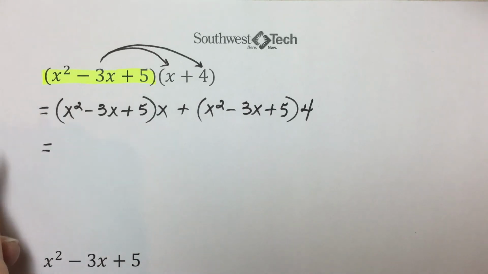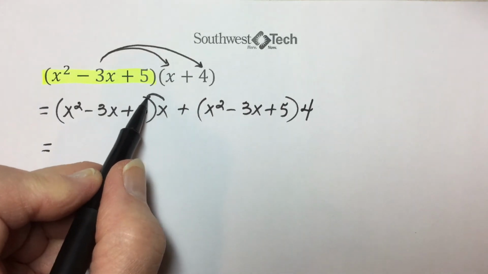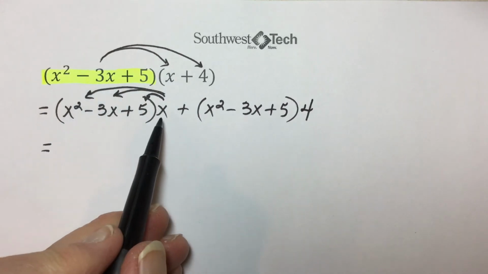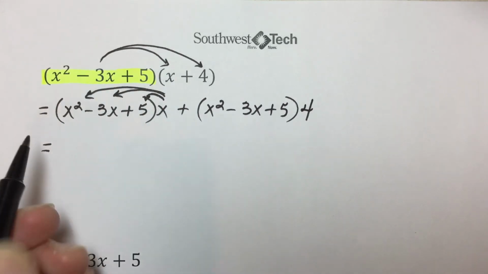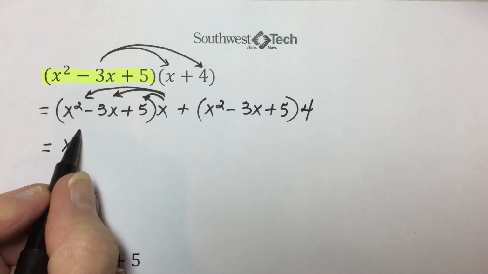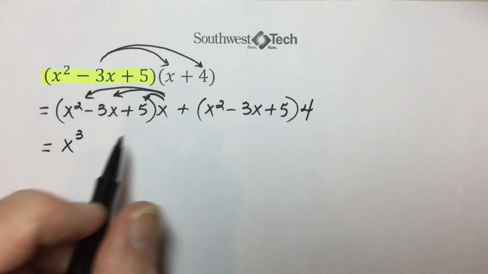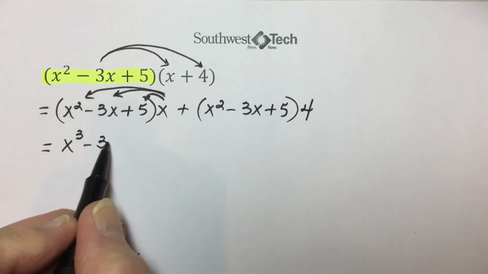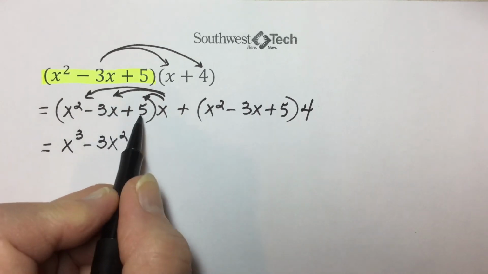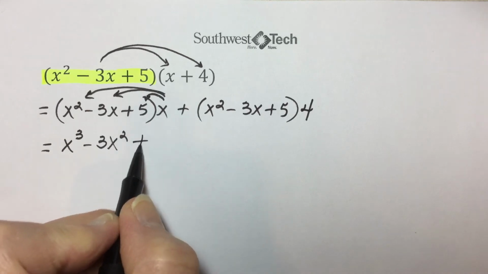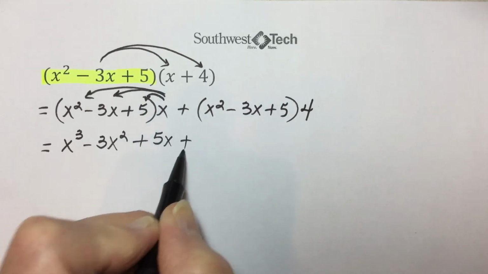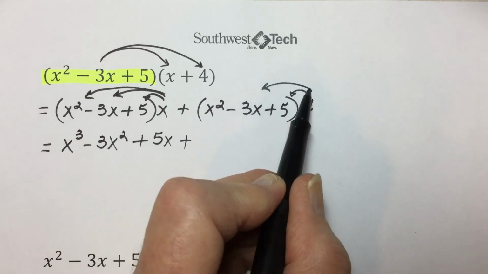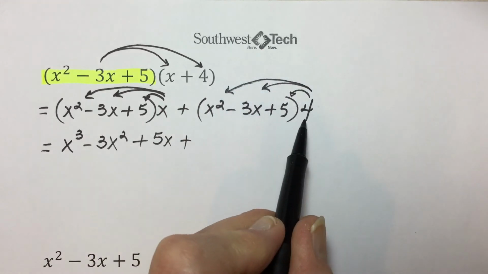Using distributive a second time, we will distribute the multiplication of x times each one of these terms. X squared times x results in an x to the third. X times negative 3x is negative 3x squared. Positive 5 times x is 5x. Plus, distributive again on the second half of this problem.